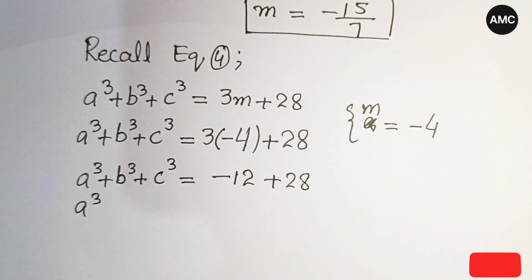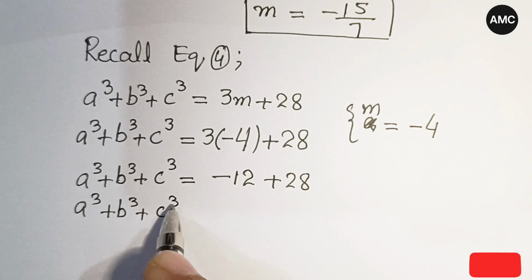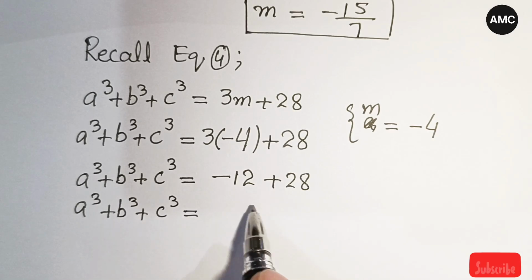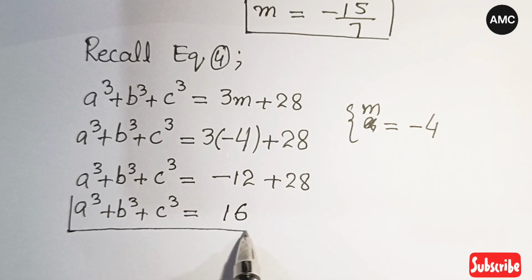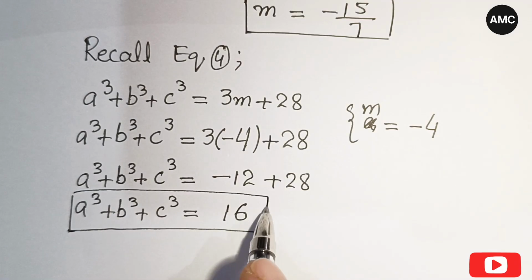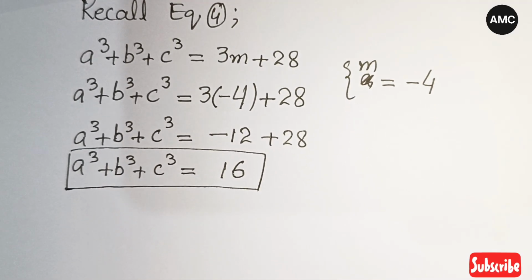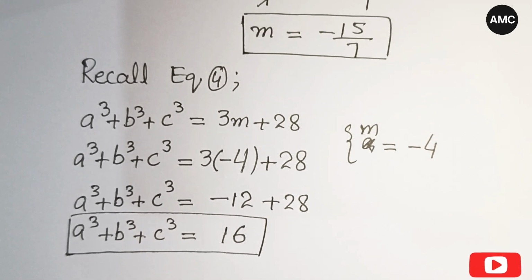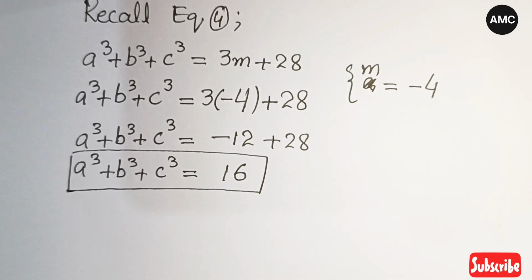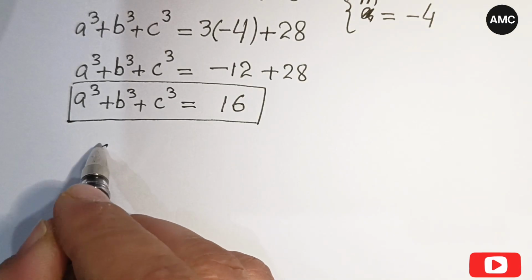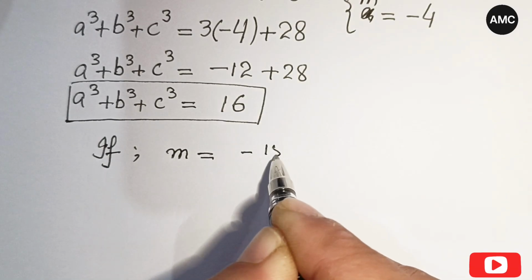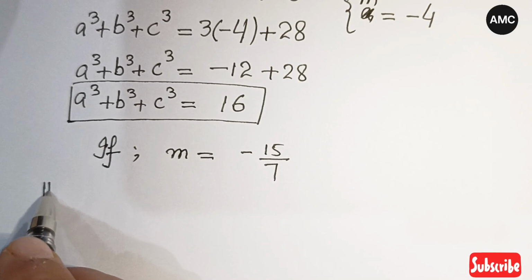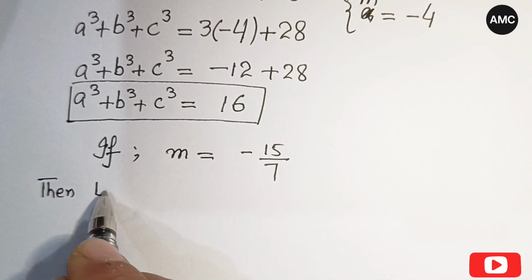So a cubed plus b cubed plus c cubed is equal to minus 12 plus 28, we have plus 16. So it is our first solution, that a cubed plus b cubed plus c cubed is equal to 16. Now we are going to put the other value of m, which is minus 15 over 7. So if m is equal to minus 15 over 7, then we have our equation.